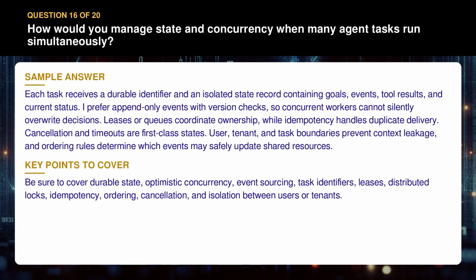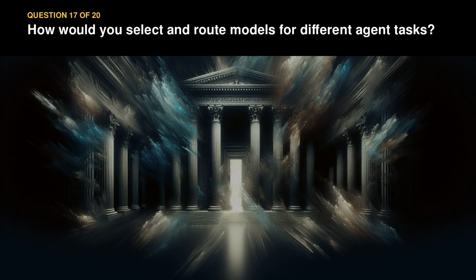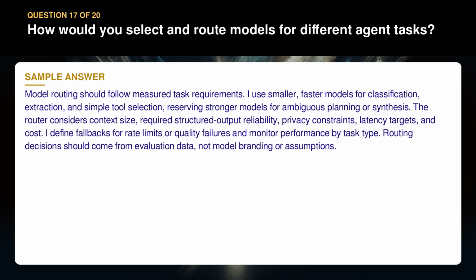Be sure to cover durable state, optimistic concurrency, event sourcing, task identifiers, leases, distributed locks, idempotency, ordering, cancellation, and isolation between users or tenants. Question 17. How would you select and route models for different agent tasks? Model routing should follow measured task requirements.